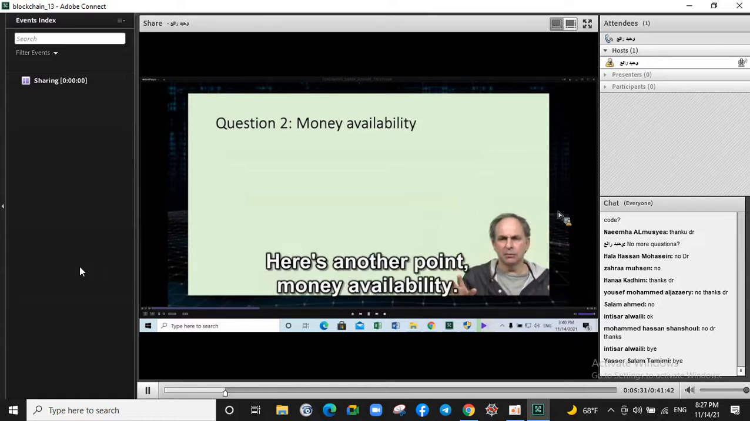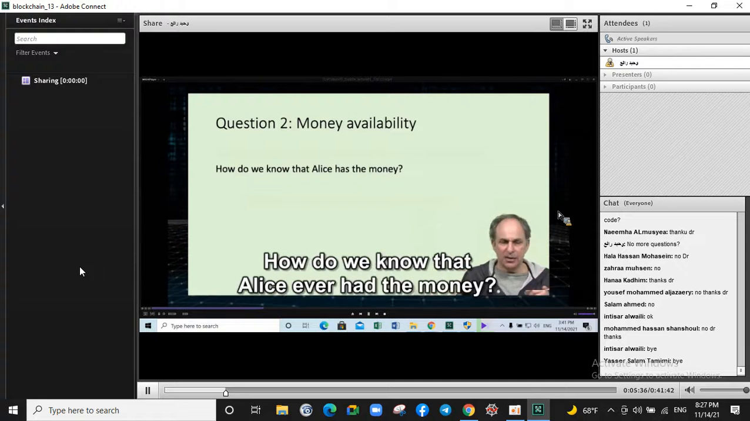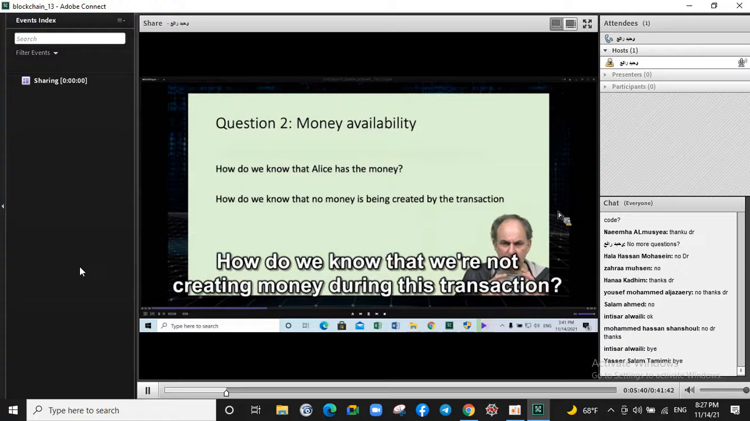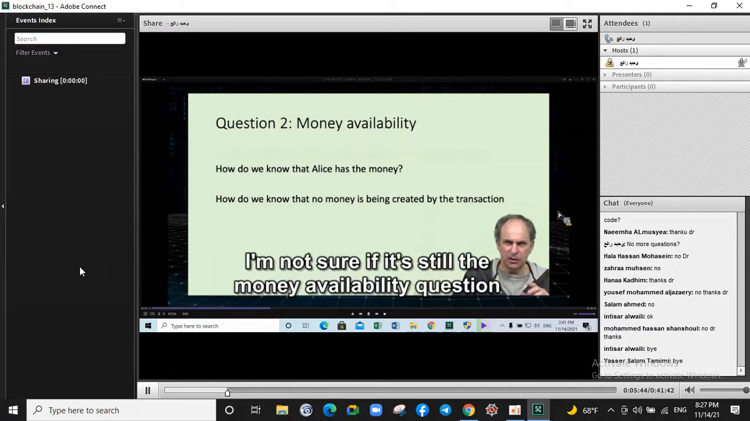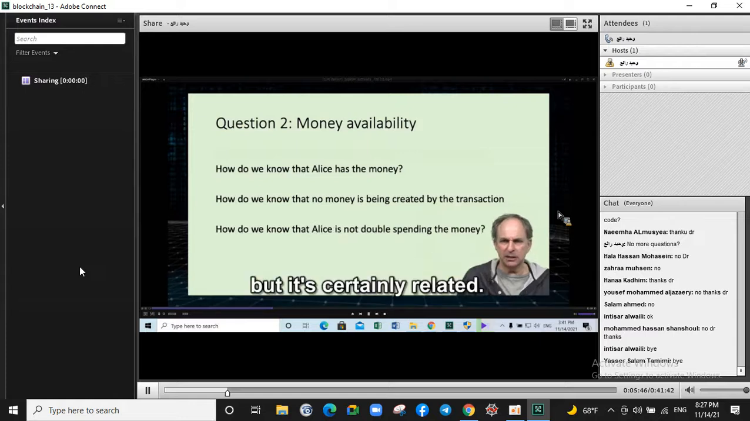Here's another point, money availability. How do we know that Alice ever had the money? How do we know that we're not creating money during this transaction? I'm not sure that's still the money availability question, but it's certainly related.